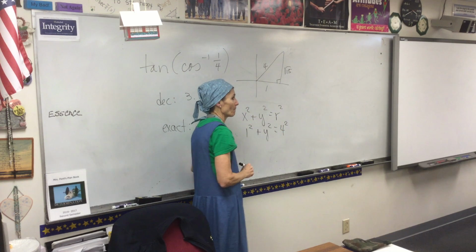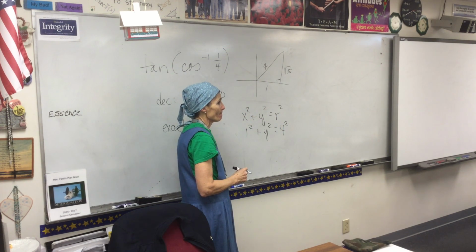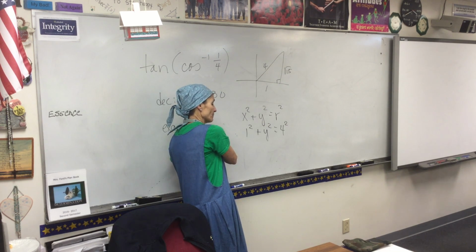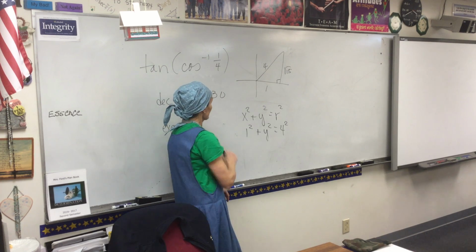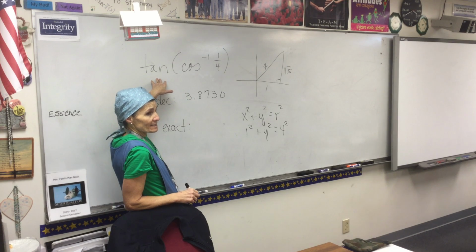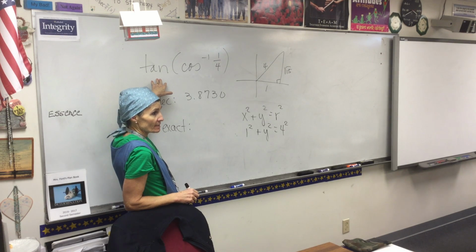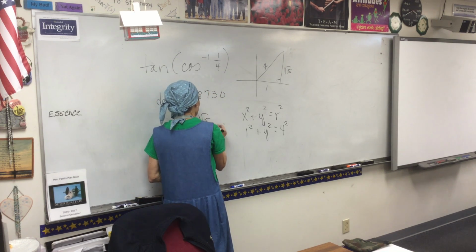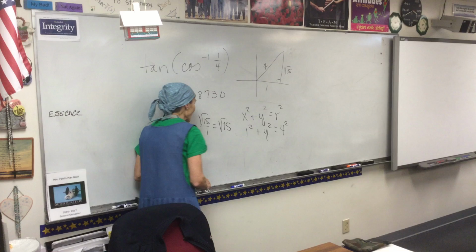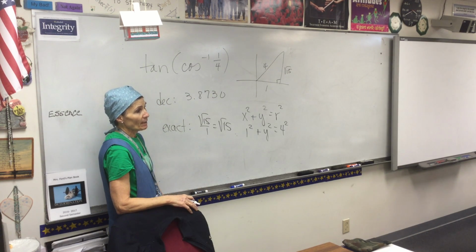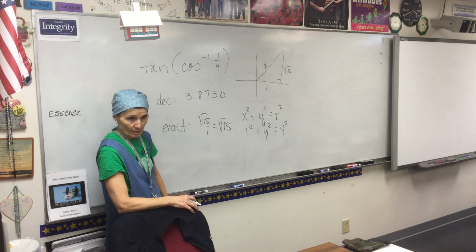I don't have the answer written down yet. For the exact answer, I'm going to use that triangle. What's the tangent? Root 15 over 1, which is root 15. Yep, that is my tangent. Okay, Emma? Okay, yeah. All right.